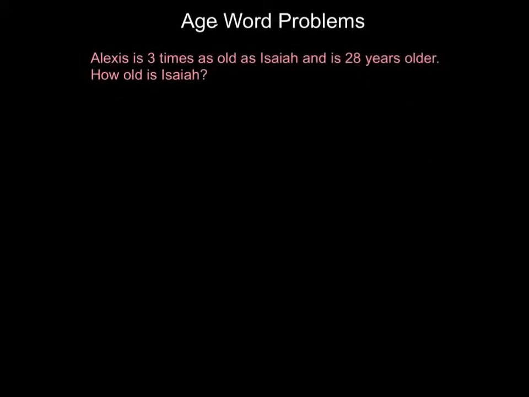Okay, with age word problems, we've got two things in this particular problem that are true. It says Alexis is 3 times as old as Isaiah and is 28 years older. So we'll say Isaiah is x. And then there's two expressions we could say about Alexis. She's 3 times as old, so that would be 3x. And she's 28 years older, so that would be x plus 28.